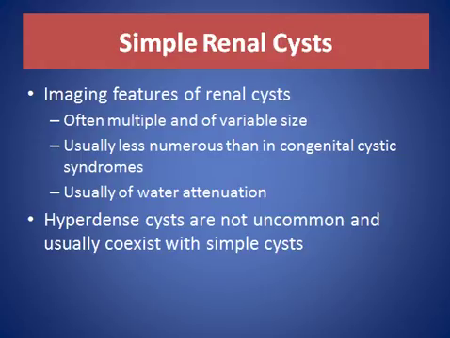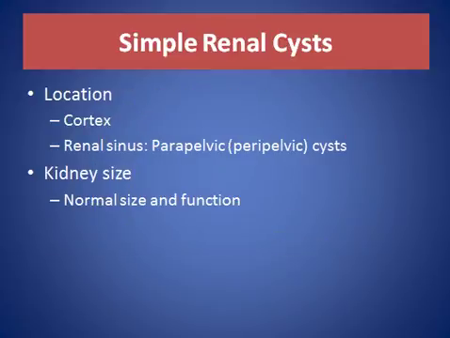Simple renal cyst, imaging features: renal cysts are often multiple and variable in size, usually less numerous than in congenital cystic syndromes, and usually of water attenuation. Hyperdense cysts are not uncommon and usually coexist with simple cysts. They are located in the cortex, renal sinus, and as parapelvic or peripelvic cysts. Kidney size and function are usually normal.